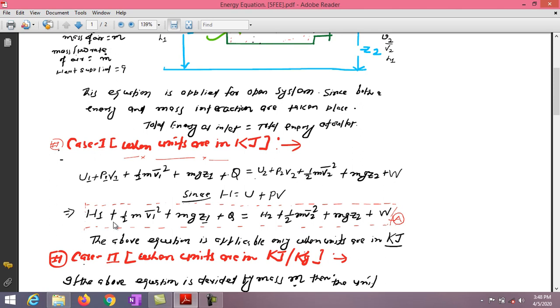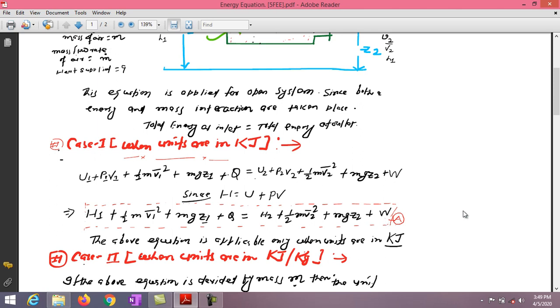Simply you have to use this equation in this fashion, and after further discussion there might be some terms that cancel out. So this is equation 1, in which the units are in kilojoule. This is H1 plus half m v1 square. H1 is the enthalpy of air at inlet. Half m v1 square is the kinetic energy of air at inlet. m g z1 is the potential energy of air at inlet, plus Q. Q is the heat transfer to the system. This is equal to H2 plus half m v2 square plus m g z2 plus work.